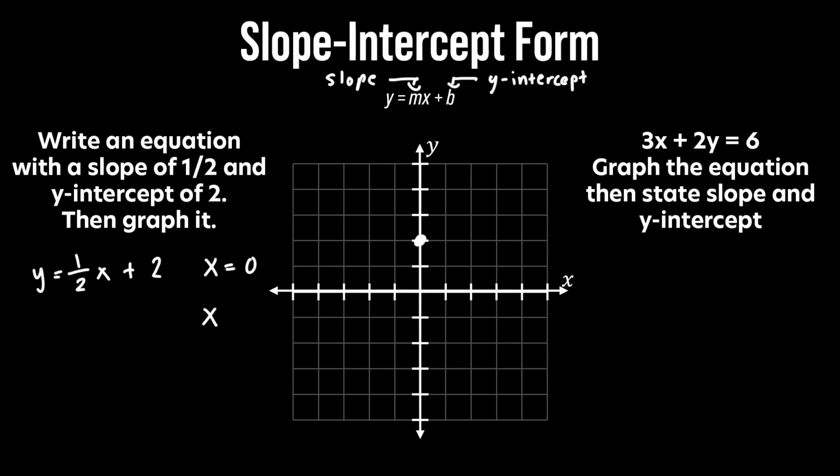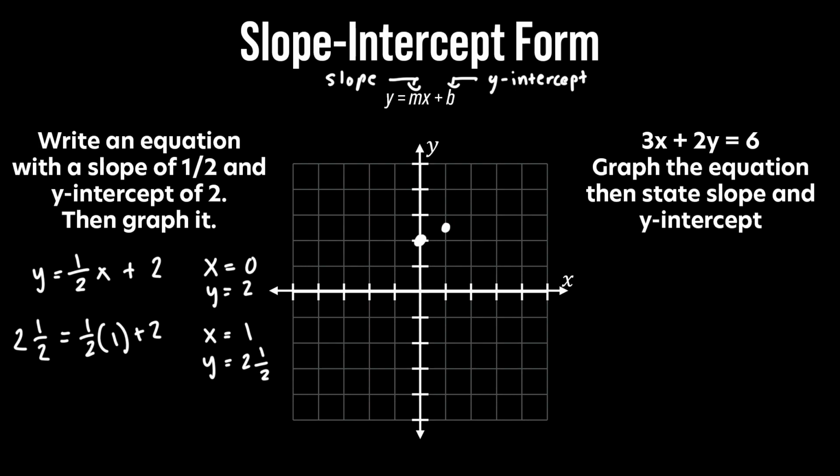Now let's see what happens when x is equal to 1. We're going to have 1/2 times 1 plus 2. And that's going to equal 2 and 1/2. So that's another point we can plot. X is equal to 1 and y is equal to 2 and 1/2. So that's going to be here.